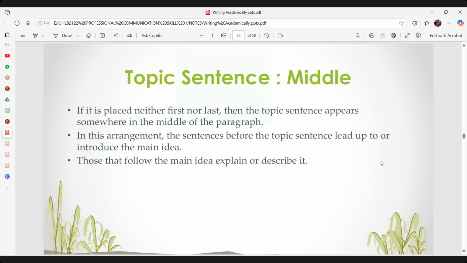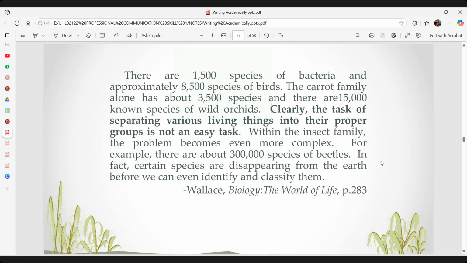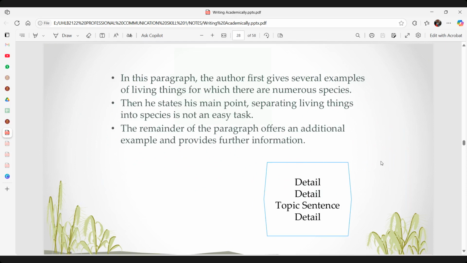Okay, topic sentence in the middle. I would say topic sentence in the middle is quite tricky, because you have to start with an explanation, and then the explanation has to lead to the topic sentence. And then probably after that, you give another explanation, or you give an example, and then you come to the concluding sentence. Okay. So yeah, this is an example, right? And that is how the diagram looks. It starts very focused, and then very general, and then focused again.